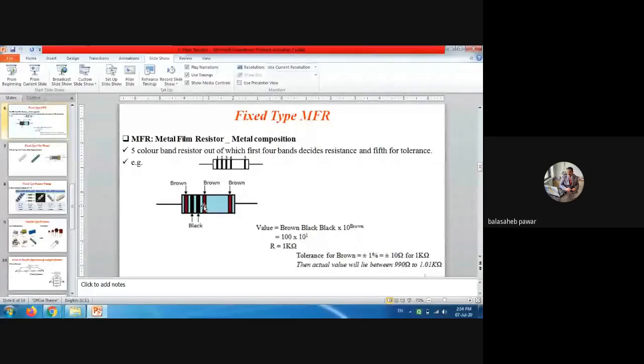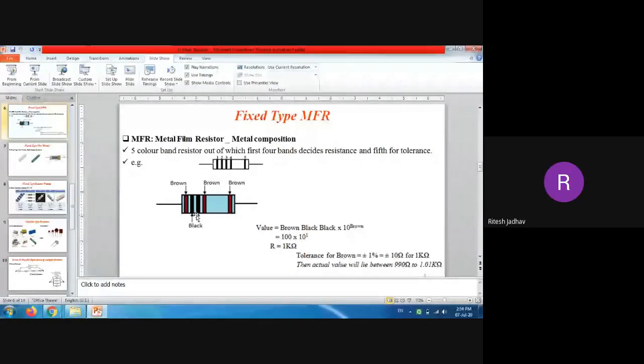Fourth one, that is 10 raised to power. And the last color band, the 5th one, that is for tolerance. Here I mention that various colors are brown, black and brown. We will consider these 4 colors for its resistance measurement. So instead of taking only first 2, here we have to take first 3.